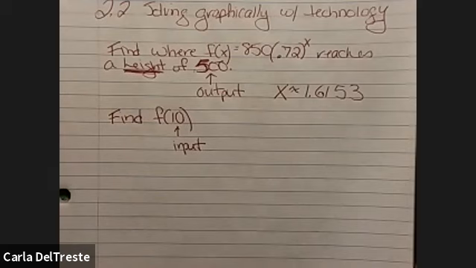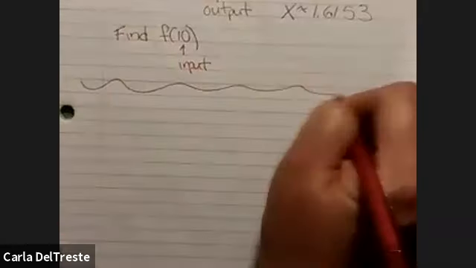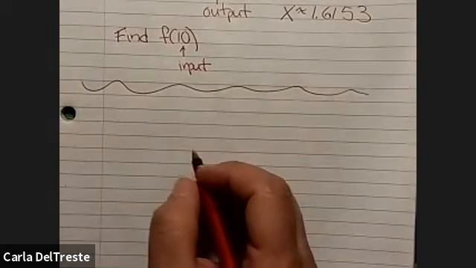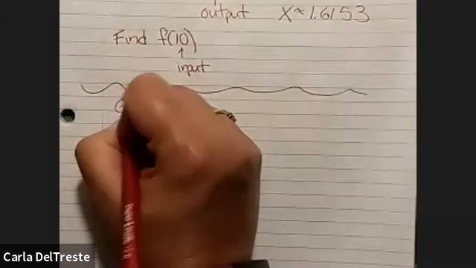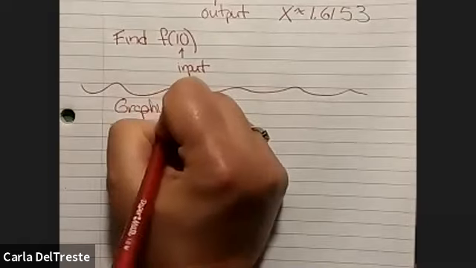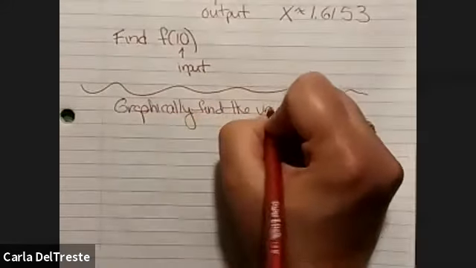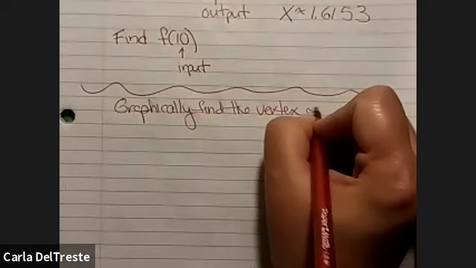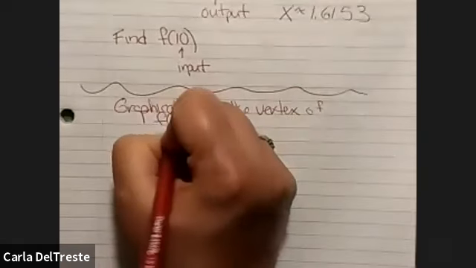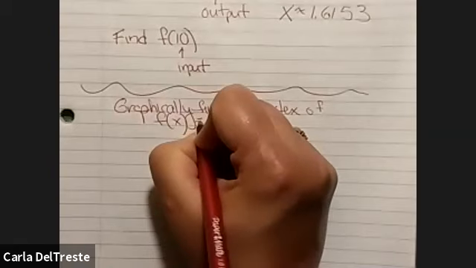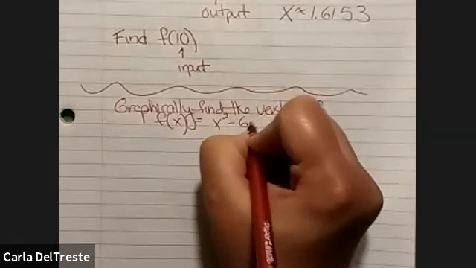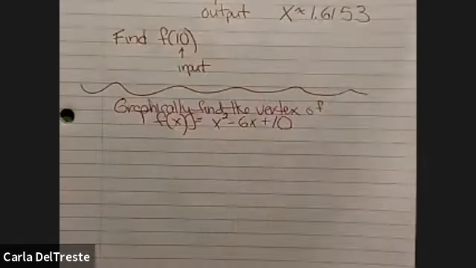The next one that we're going to take a look at is how to find a minimum and a maximum point. So here's our next one. We want to graphically find the vertex of f of x equals x squared minus 6x plus 10.